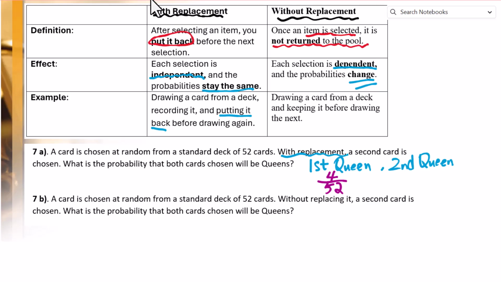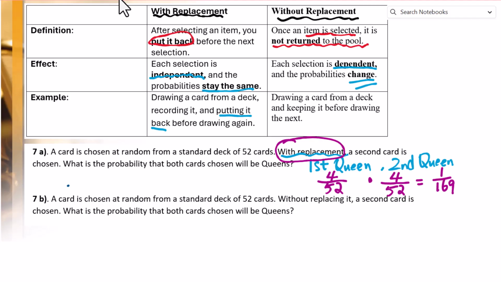The probability of choosing the second queen. Since this is with replacement, you put the first queen back. We still have 4 queens out of 52 cards. Do the multiplication. We got 1/169. Let's go to 7b.